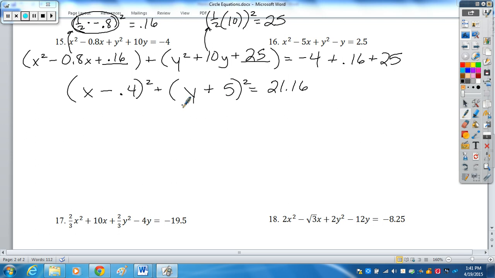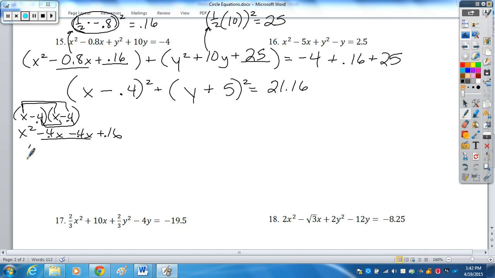Okay, now I always want to check to make sure that I've completed the square correctly. So if I do both these, x minus 0.4 times x minus 0.4, we have x squared minus 0.4x minus 0.4x, and then plus 0.16. Okay, so here's your negative 0.8, which we had there, and you got your positive 0.16, which we have there, which is good, so we've completed that one correctly.